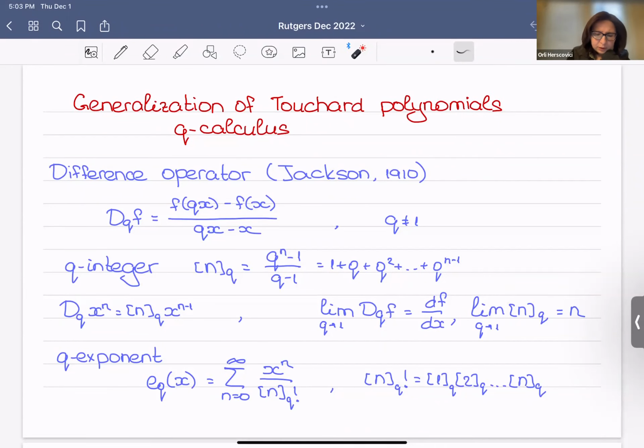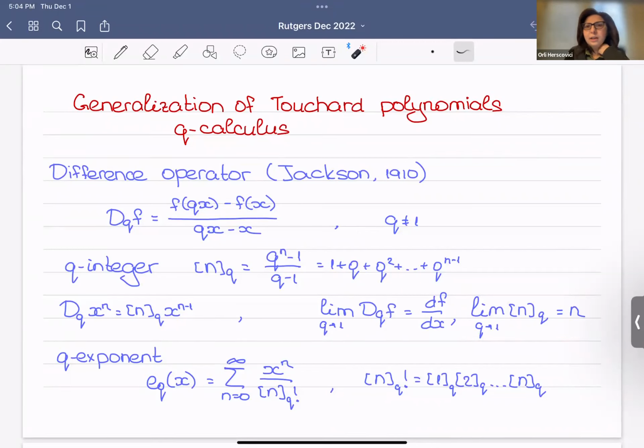And if we consider the application of this difference operator to the power x to the n, we just get the coefficient q-integer n times x to the n minus 1. Of course, we can easily see that if q approaches 1, the Jackson derivative just approaches the Newton derivative, and our q-integer n will be just a regular integer n.